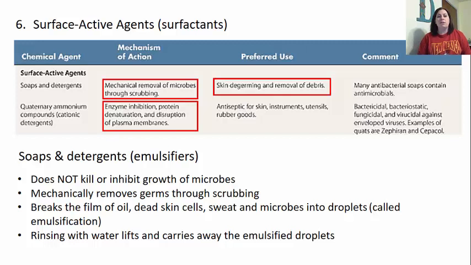These are what we consider emulsifiers. They do not kill or inhibit the growth of the microbes, but they mechanically remove the germs from your hands or from the surface through scrubbing. It breaks the film of oil, dead skin cells, sweat, and microbes into droplets, and this is what's called emulsification. And then we can rinse them away with water. When you rinse them with water, it lifts and carries away those droplets, thus de-germing the skin's surface.